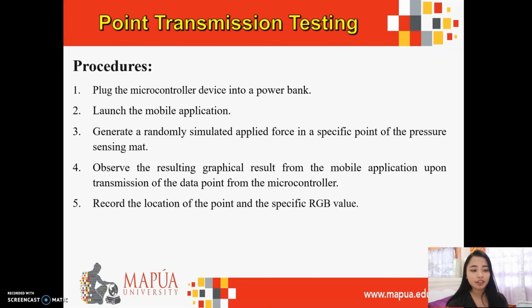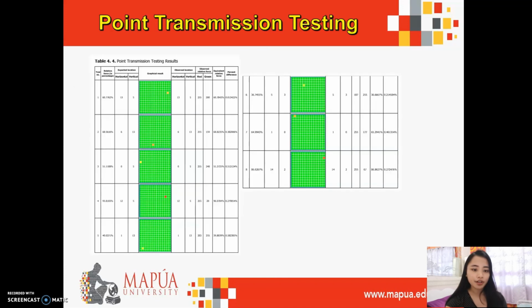We generated a randomly simulated applied force at a specific point of the pressure sensing map, and the resulting graphical result from the mobile application upon transmission of the data point from the microcontroller was observed. We then recorded the location of the point and the specific RGB values, and thus Table 4.4 was populated. It shows that the expected location generated from the microcontroller and the observed location from the Android device always match.